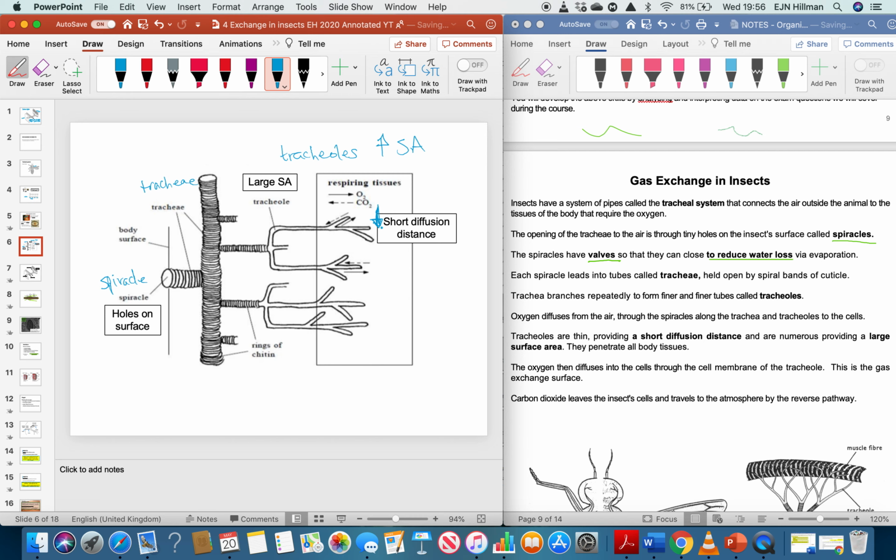Okay, so at the respiring tissues, oxygen moves out of that air that's in the tracheoles and diffuses. So we've got diffusion here of oxygen into the respiring tissues. Those respiring tissues, through aerobic respiration, produce carbon dioxide. Carbon dioxide moves in the opposite direction from the respiring tissues into the tracheoles, into the trachea, and then out through the spiracles.